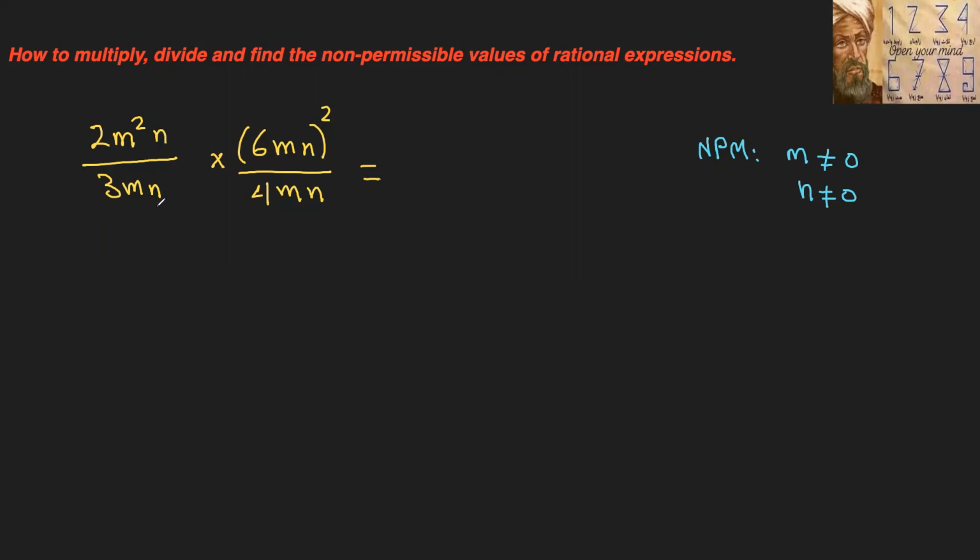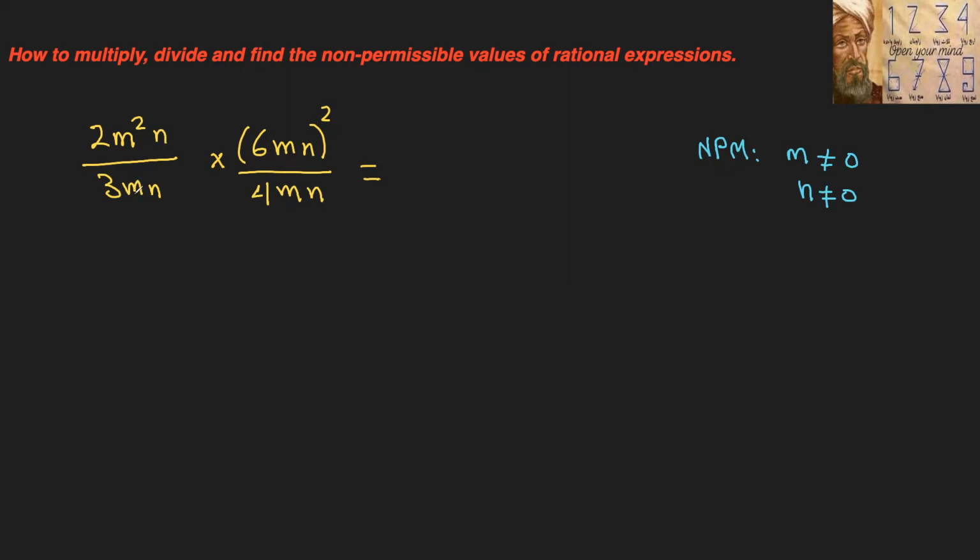The non-permissible value is always where the denominator, or the bottom of the fraction, cannot equal 0, because we always remember that we cannot divide by 0. And the meaning of a fraction is top divided by bottom. That's what a fraction is. So we cannot have 0 on any of these bottoms right here.